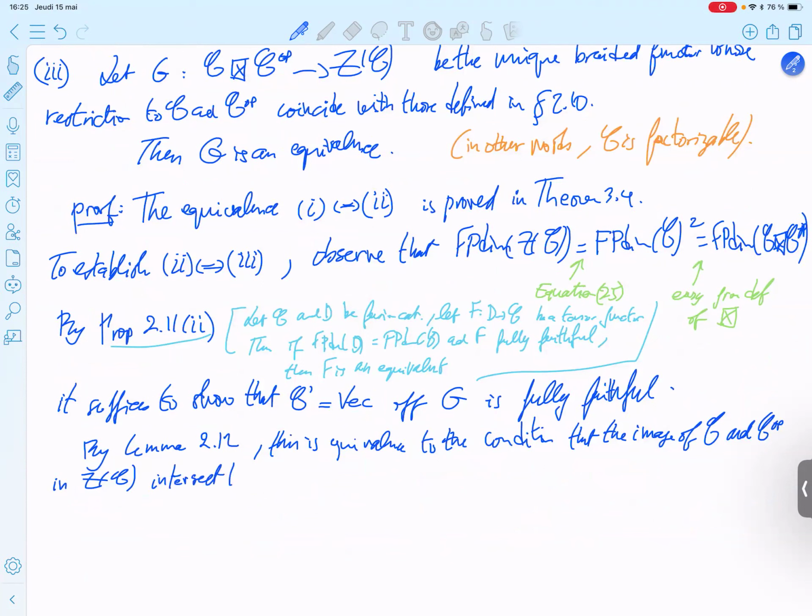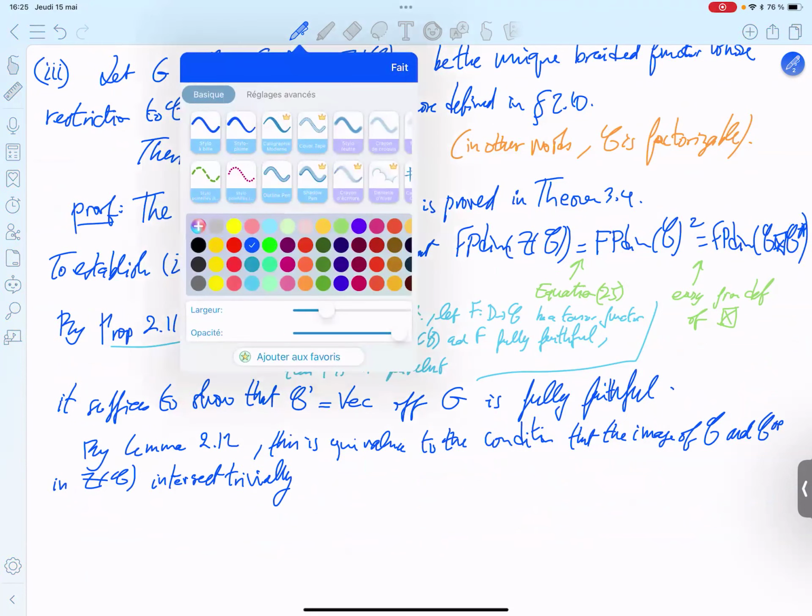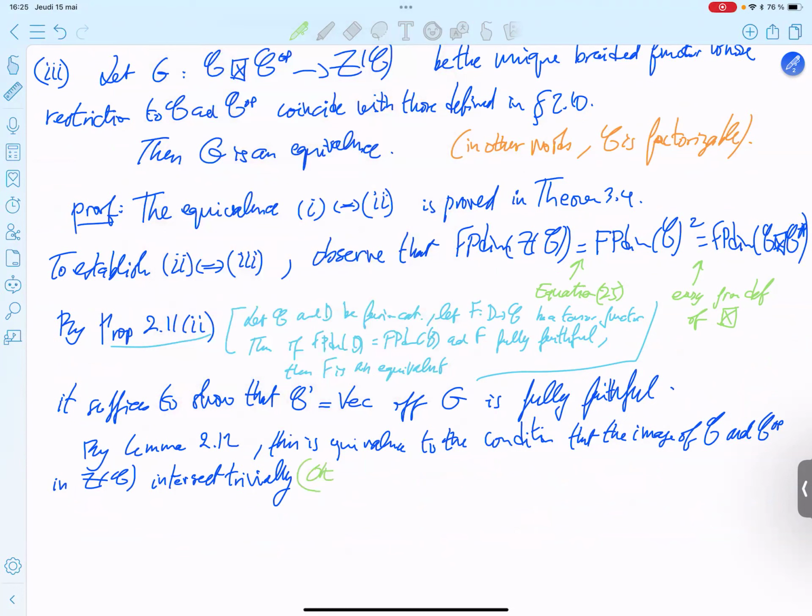Intersect trivially. So that's okay. So this is okay by this lemma. There is nothing to check. It's immediate.